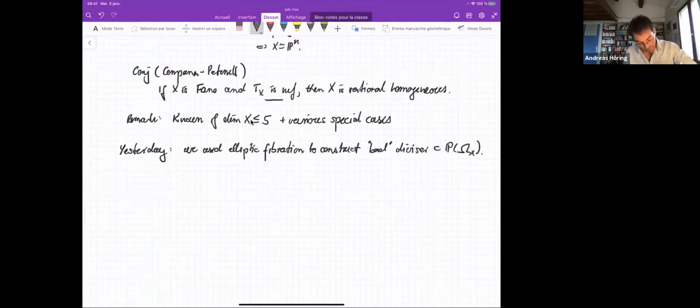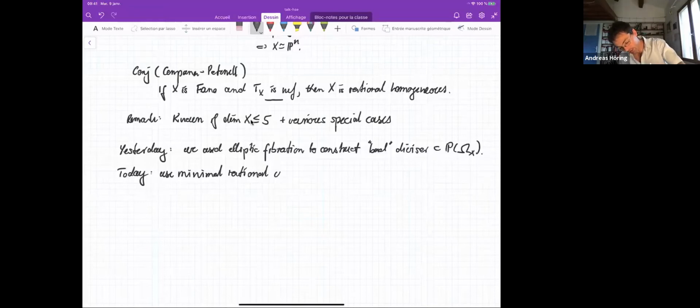So today, I want to talk about a similar construction for the setup of Fano manifolds, but this time I will use minimal rational curves on the manifold to construct some, you know, interesting divisors in the projectivized tangent bundle, and in the end you will see, again, negative divisors in PTX. Okay, so how does this work?